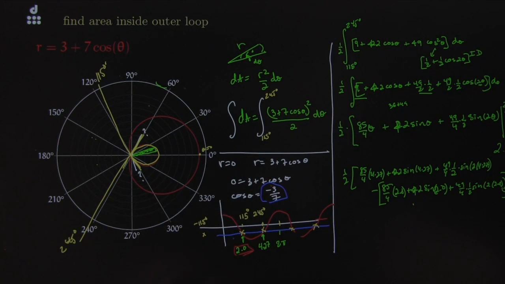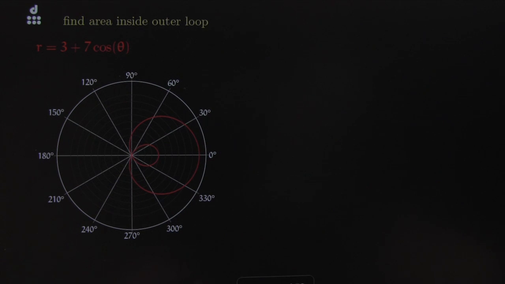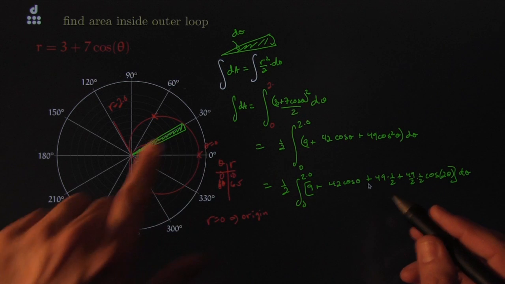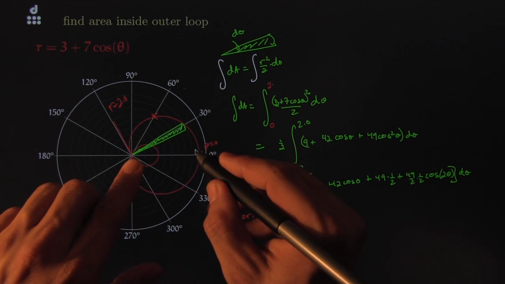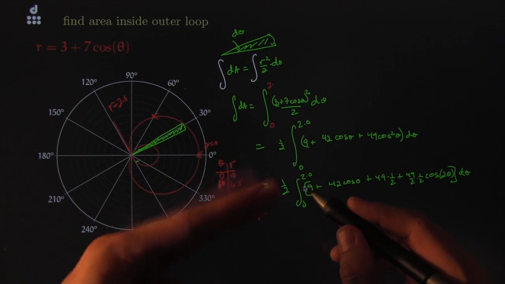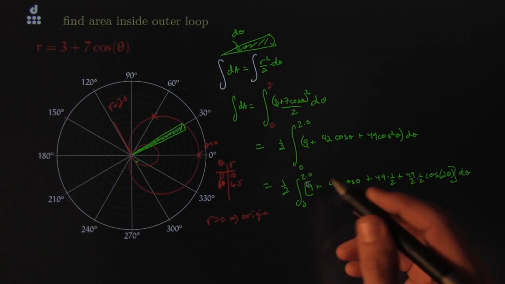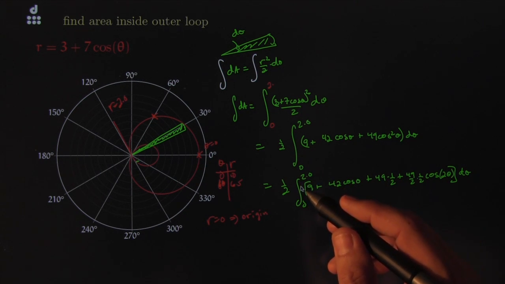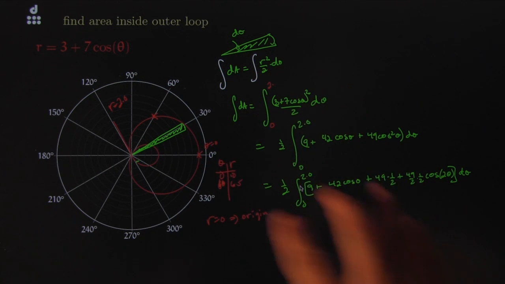Don't forget that what we did here from 0 to 2.0, we're just calculating half of the outer loop. So when you're done with this, you have to double the area so that you get both the top and the bottom. Okay. Alright, we'll stop there for the outer loop. We'll come back and do more areas on polar coordinates.